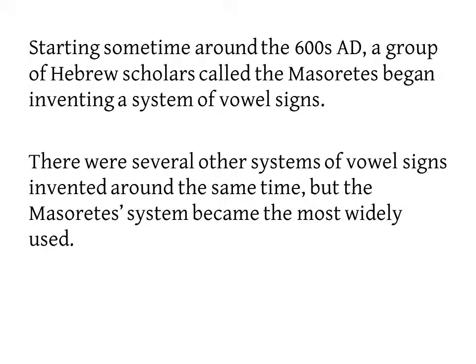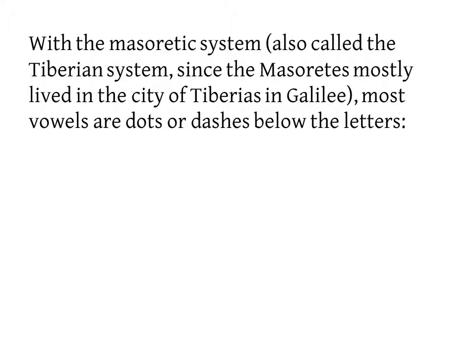Starting sometime in the 600s AD, a group of Hebrew scholars called the Masoretes began inventing a system of vowel signs. Now, there were several other systems of vowel signs invented around the same time, one in Babylonia and one elsewhere in Palestine. But the Masoretic system ultimately became the one that was used most widely. It's also called the Tiberian system because the Masoretes mostly lived in the city of Tiberias in Galilee.